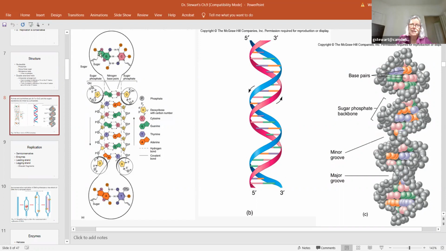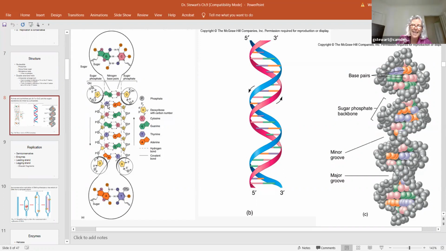Purines, A and G, adenine and guanine, because purines have 2 nitrogen-containing rings. Pyrimidines, cytosine and thymine, have 1 nitrogen-containing ring. Remember, purine doesn't pair with purine and pyrimidine doesn't pair with pyrimidine, they pair with their opposites.